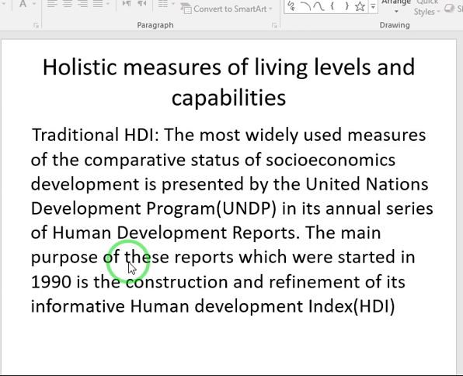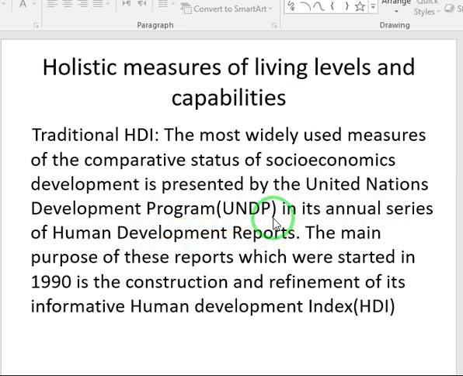Traditional HDI is the concept which is a very important concept in development. So, traditional HDI stands for Human Development Index. The most widely used measure of the comparative status of socio-economic development is presented by United Nations Development Programme in its annual series of Human Development Report.